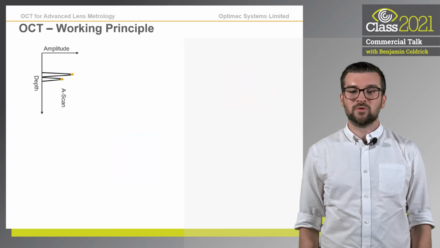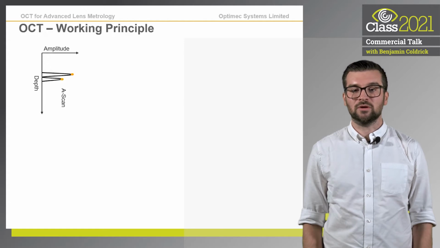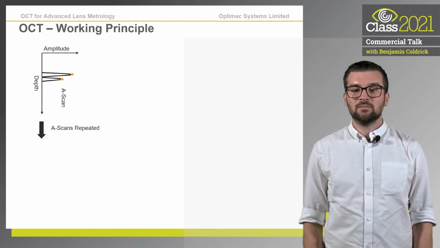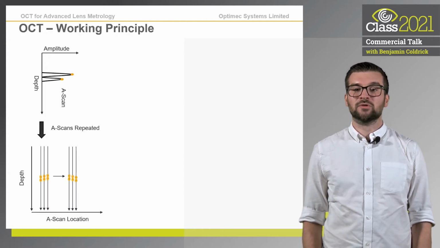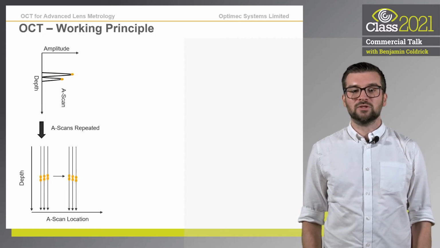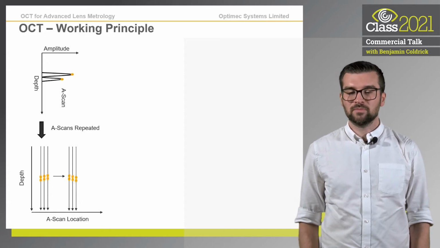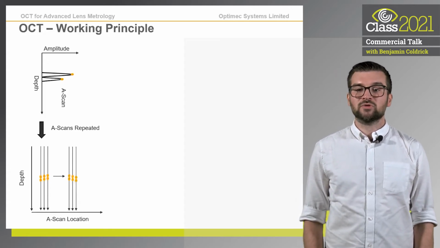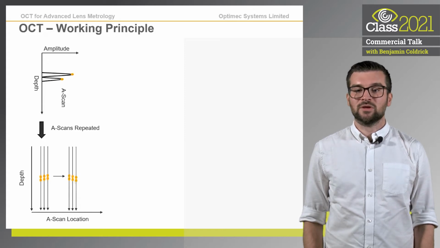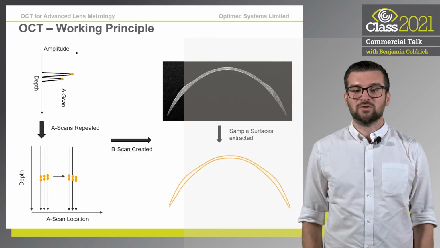This transform and subsequent translation into position data is conducted at a single position, called an A-scan. Multiple A-scans can be captured across a sample in any direction using a movable mirror, with the combination of A-scans forming a B-scan or OCT image. The IS-830 metrology system is then able to take this image and extract the front and back surfaces of a sample, allowing a wide range of geometric parameters to be measured.